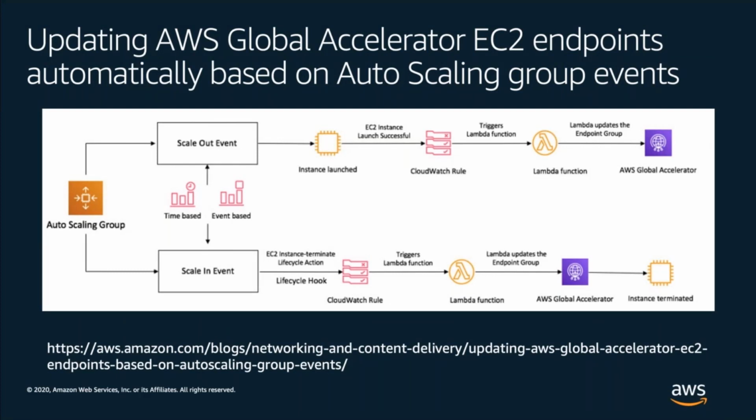If you decide to go the route of putting EC2 directly behind Global Accelerator instead of a load balancer, there is a blog post that we published last year on how to integrate auto scaling group events with Global Accelerator via CloudWatch rules and Lambda functions to add and remove instances. So an auto scaling group has a scale in or scale out event, which calls a CloudWatch rule, which triggers a Lambda function that calls the API of Global Accelerator. That blog post explains it in more detail.